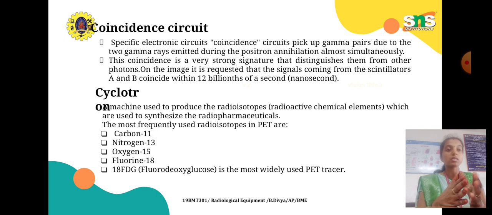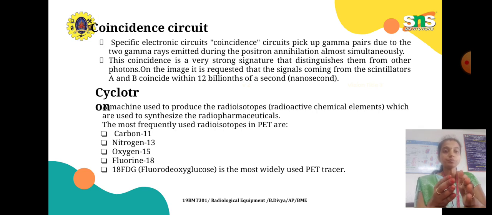By emitting, when the inhalation process has been done, the gamma rays are going to be emitted on the object which has been affected, and by using the gamma camera we are going to detect the affected objects. This coincidence is a very strong signature that distinguishes them from other photons.